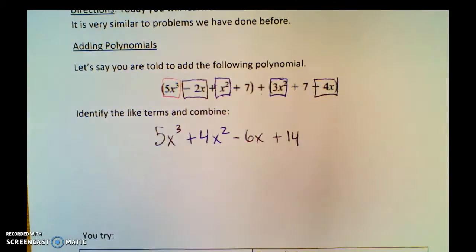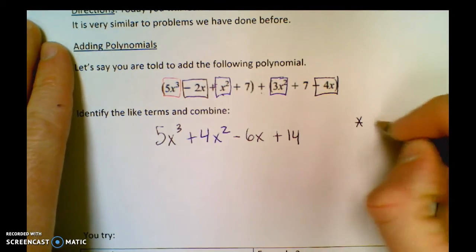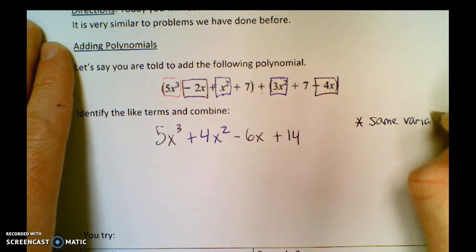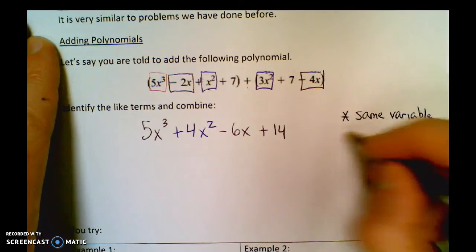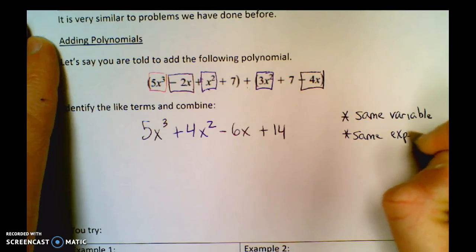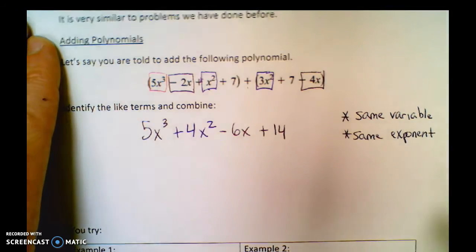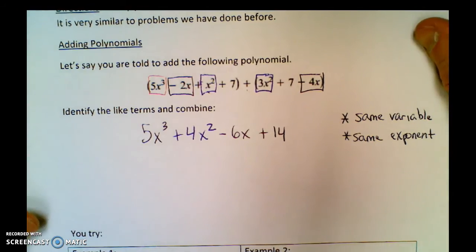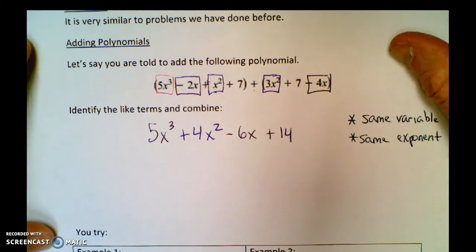So it's pretty easy, right? You're just combining like terms. For like terms, you need to have the same variable and the same exponent in order to combine them. We worked on this a little bit first semester, but now we're doing it explicitly with polynomials. So let's take a look at the next problem.